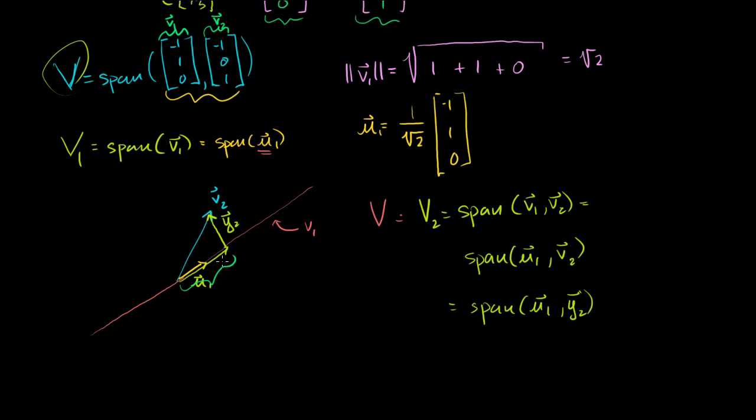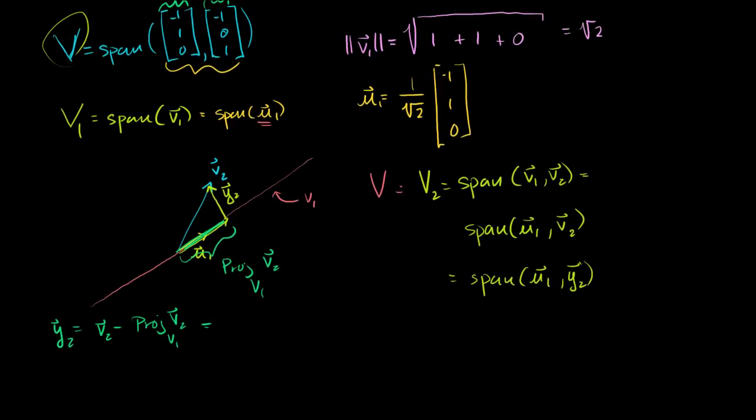Now, what is y2 equal to? Well, we saw in the last video, this vector right here is the projection of v2 onto the subspace V1. And how do we figure that out? And then what would y2 be? y2 would be v2 minus that. So y2 is equal to v2 minus the projection of v2 onto V1. Or if we were to actually write it out, what is that going to be equal to? So it's going to be equal to v2, which is this vector right here, minus 1, 0, 1. That is v2, minus the projection of v2 onto V1.